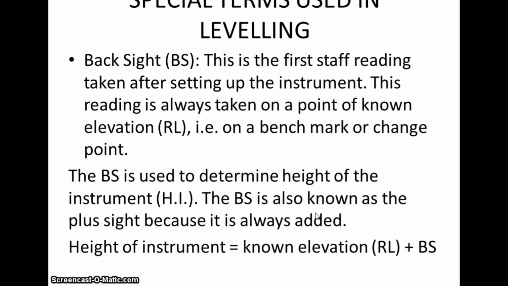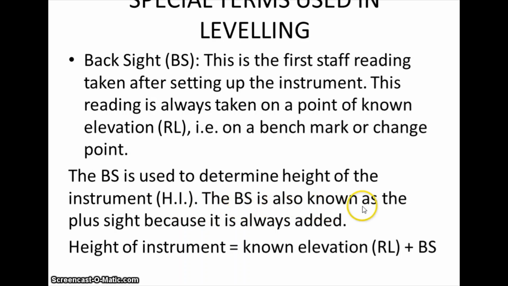And this reading is always taken on a point of known elevation, RL, meaning on a benchmark or change point. Another term is change point, that we will discuss later on. So the first reading which is taken on a point of known RL, that is on a benchmark, is called backside. And backside is used to determine the height of instrument. That is the method that we will discuss today in this particular lecture. So this BS is very important to determine the height of instrument.